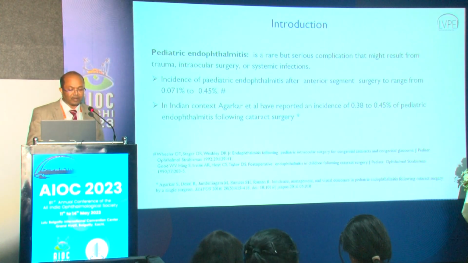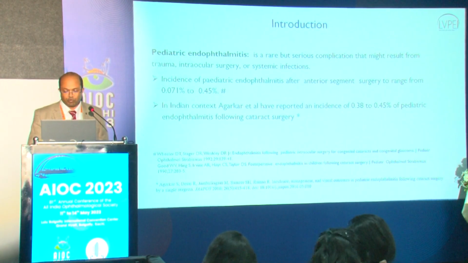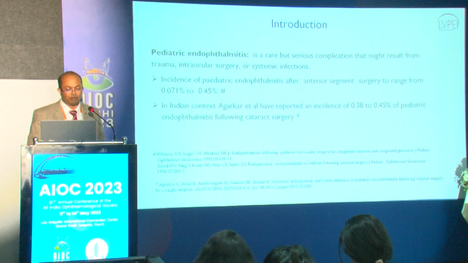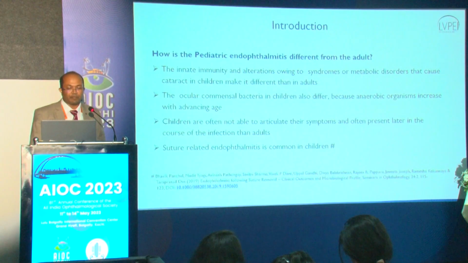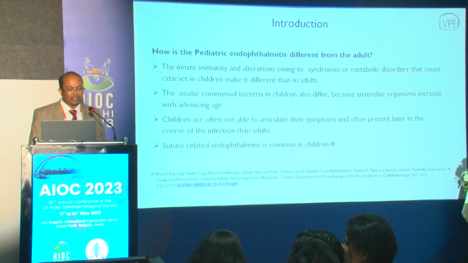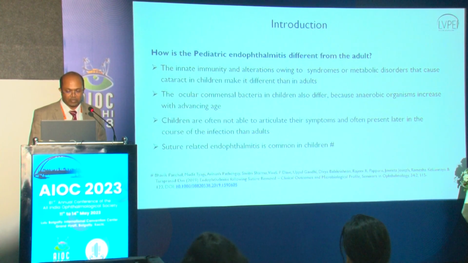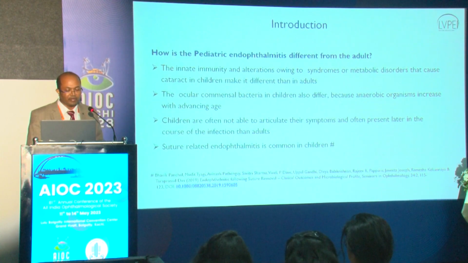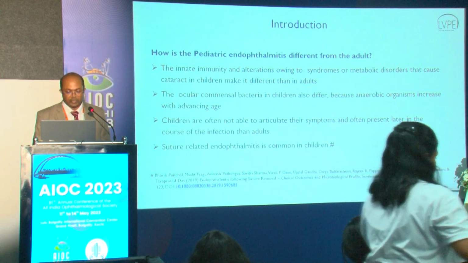But if you look at the Indian context, Agarkar et al. have the only publication which talks about the incidence, which ranges from 0.38 to 0.45% of pediatric endophthalmitis exclusively following pediatric cataract surgery. So how is pediatric endophthalmitis different from the adult? Basically, the innate immunity and the alteration owing to syndromes or metabolic disorders in children make a huge difference. The ocular commensal bacteria in children also differ, because anaerobic organisms keep on increasing with advancing age. Children are often not able to articulate their symptoms and often present later in the course of the infection compared to adults. Suture related endophthalmitis is more common in children.